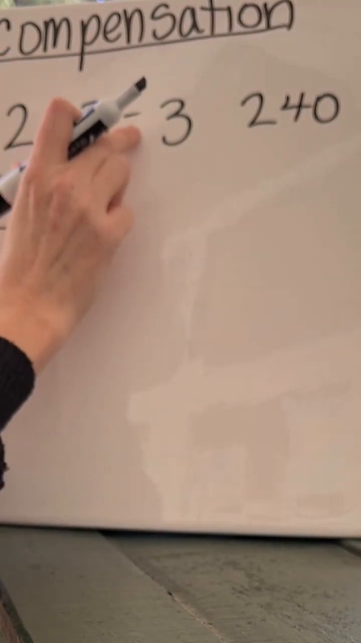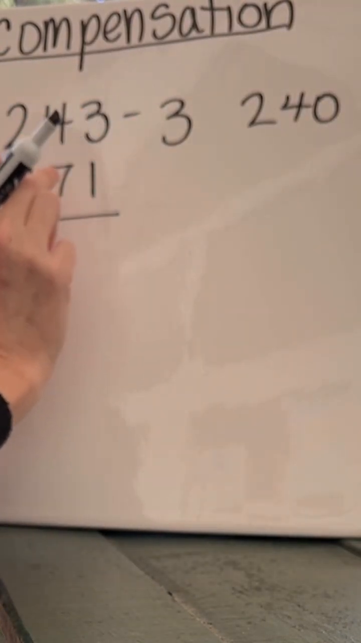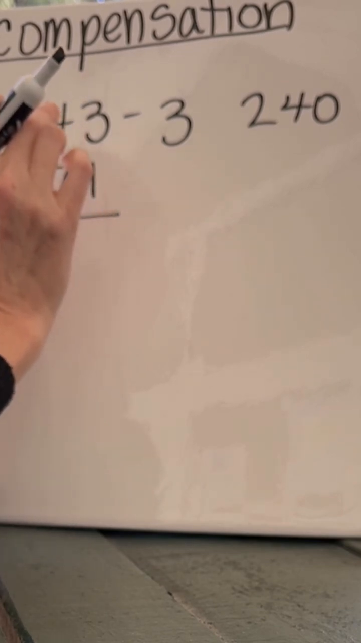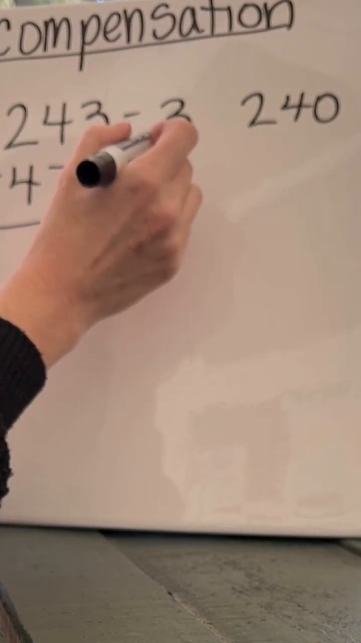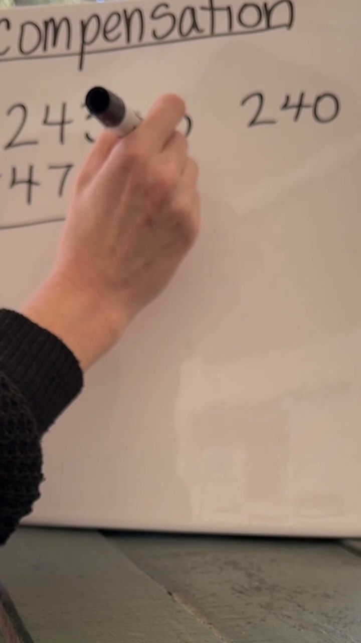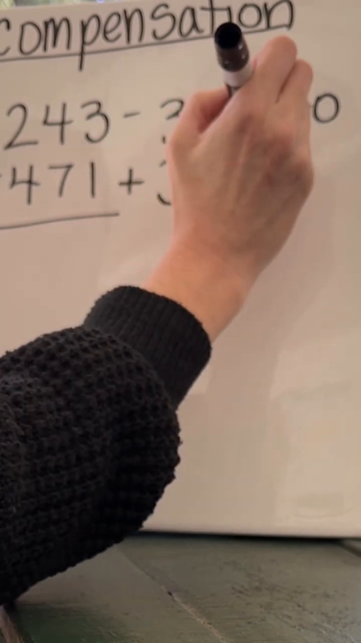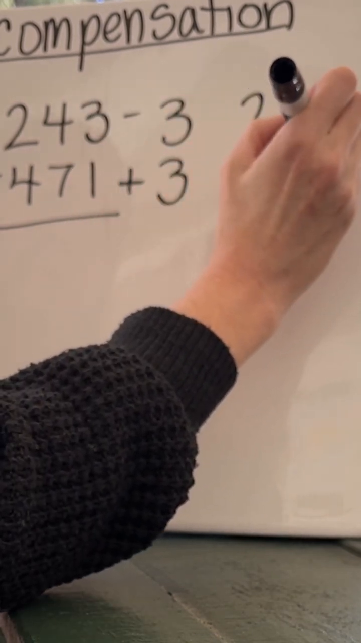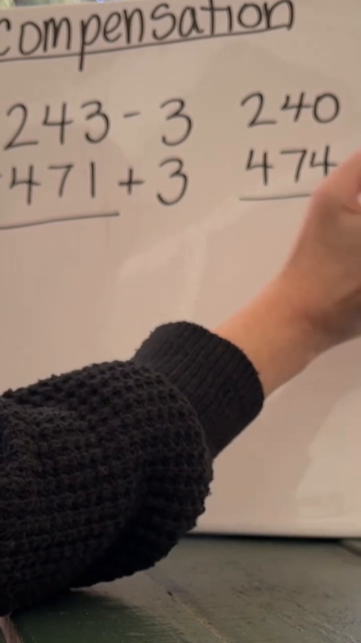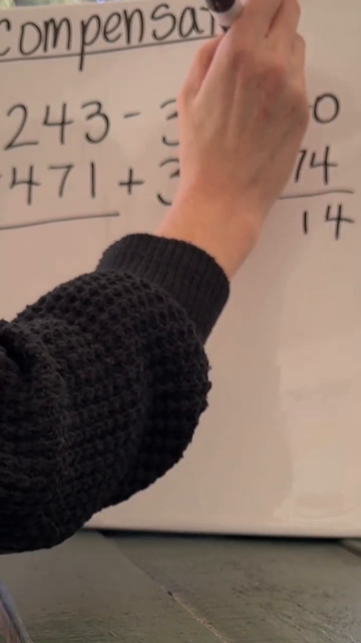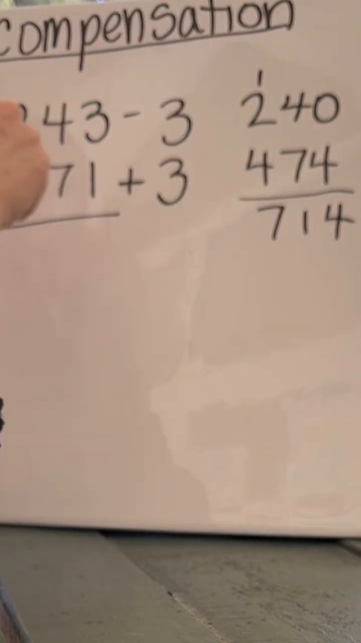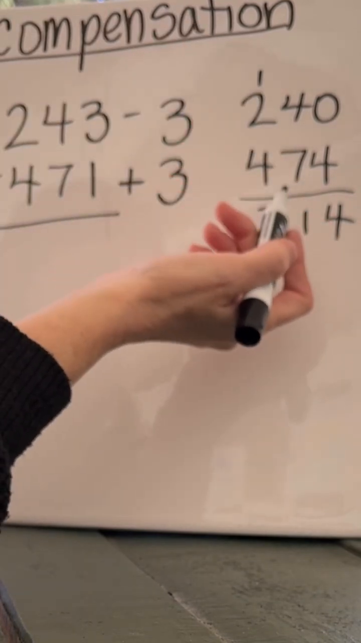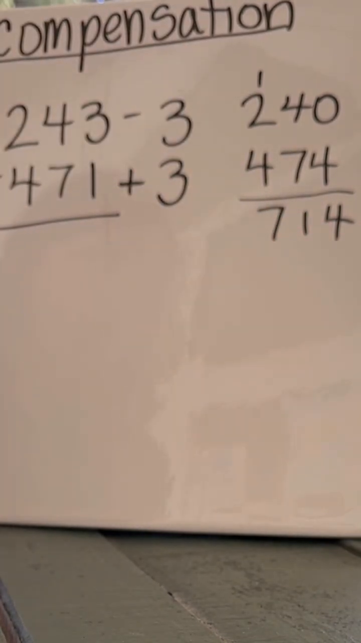And then if we take that 3 away from here, we have to keep it in our problem so that our numbers are the same. So if we take that 3 away, we have to add it back to this number, which would give us 474. And then that is much easier to add than the original numbers. They could do it in their head. It's teaching them to work towards mental math.